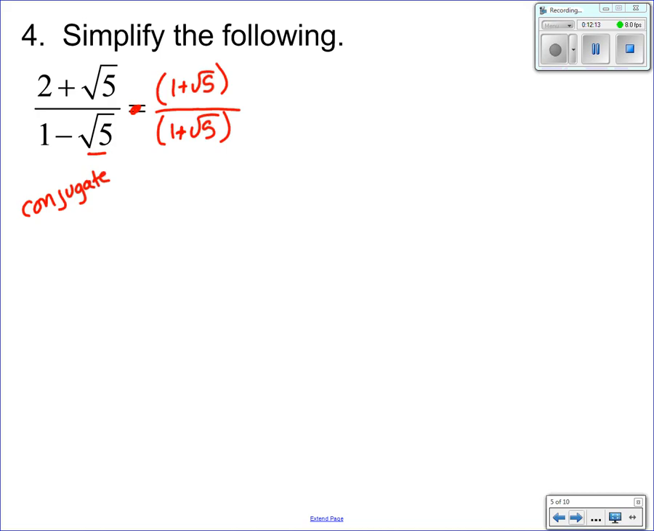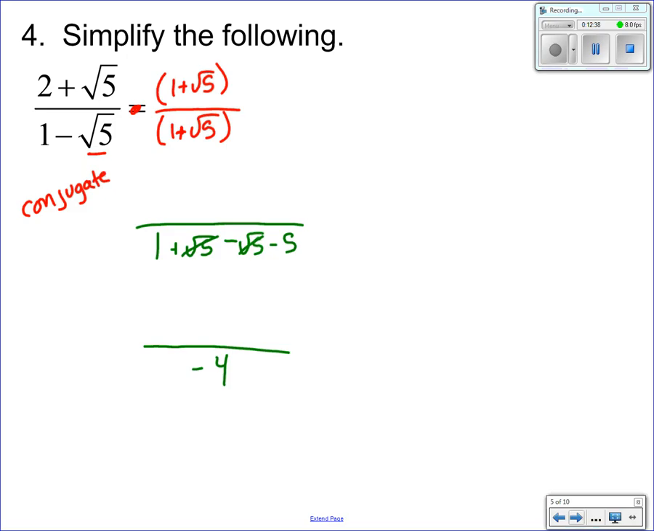Let's see what happens. Okay, so let's work with our bottom. First terms together, 1. Outer terms together, root 5. Inner terms together, negative root 5. Last terms together is 5. So just working with the bottom for now, those middle terms cancel. I have 1 minus 5, that's a negative 4.